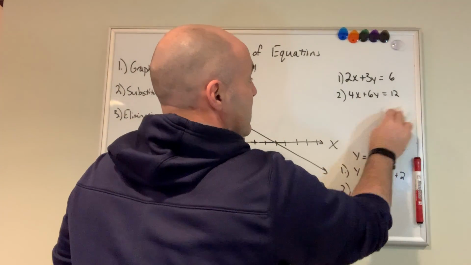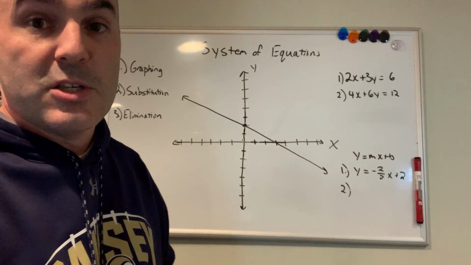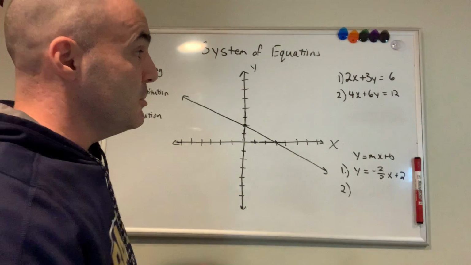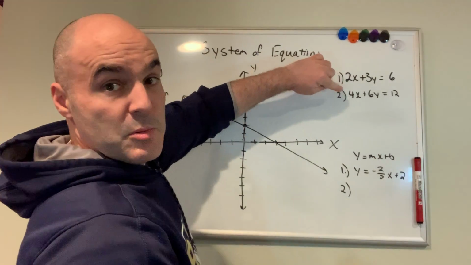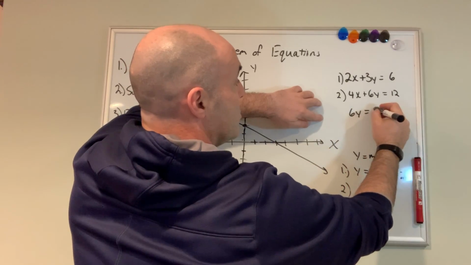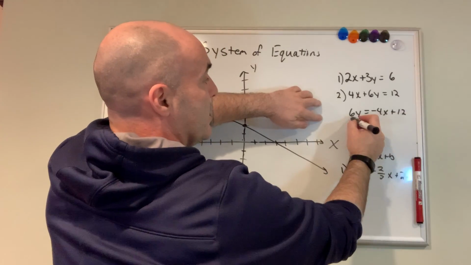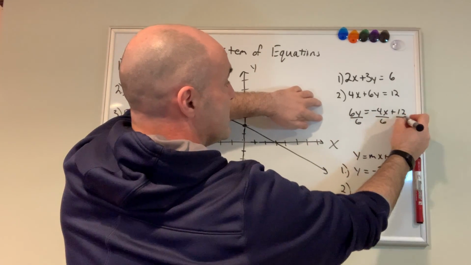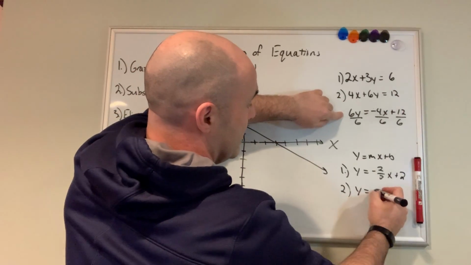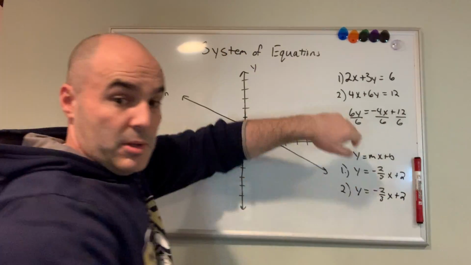Now, let's do the same thing with equation number 2, 4x plus 6y equals 12. Let's get that into slope-intercept form to make it a little bit easier to graph. The first thing we would do is subtract 4x from both sides. So 6y equals negative 4x plus 12. Then we're going to divide each term by 6, and that's going to reduce to y equals negative 2/3 x plus 2 again.